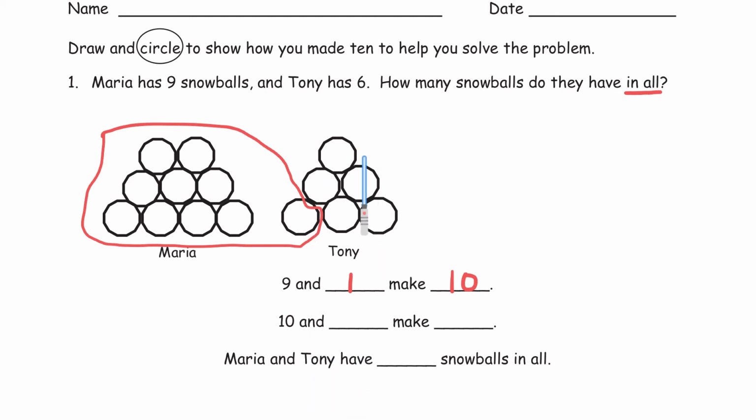And this is this part right here. We know Tony has 6. Well, what's 1 less than 6? Or what number comes before 6? That's right, 5. So 10 and 5 make, so what's 10 plus 5? That's right, 15. And then the final part right here says, Maria and Tony have blank snowballs in all. There's that in all again. And remember that in all just means everything added up here. And we just solved that, didn't we? They have 15 snowballs in all. Let's take a look at number 2.